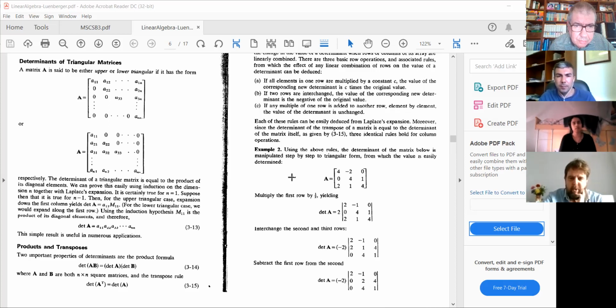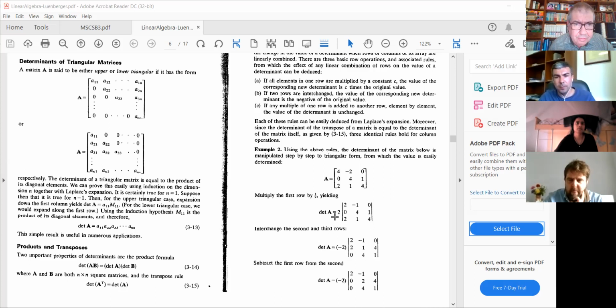They say multiply the first row by a half. Using the rules, the determinant of the matrix below is manipulated step by step. Okay, this is doing what we call condensation. Okay, but I just don't understand this first step, because they say multiply the first row by 1/2, right?